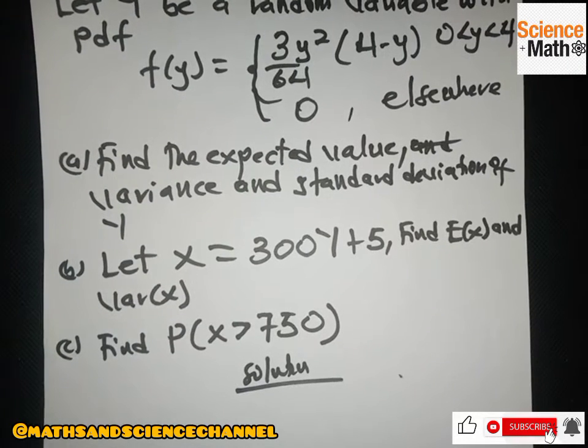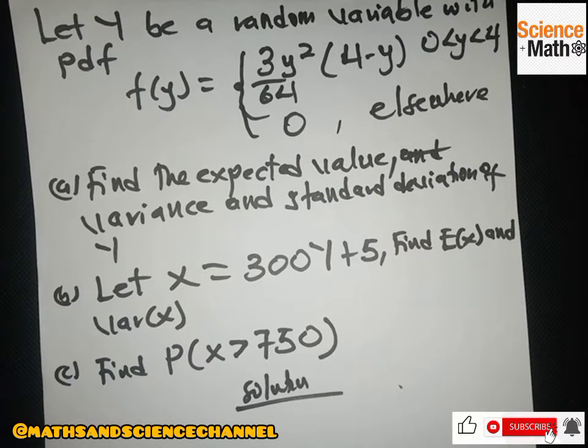Now in this section we have a question on a continuous random variable. The question says: let y be a random variable with PDF f of y given by the piecewise function 3y squared divided by 64 multiplied by (4 minus y), for y from 0 to 4, and 0 elsewhere. We should find the expected value, which is the mean, the variance, and also the standard deviation of y.